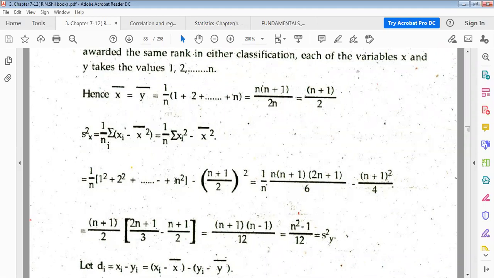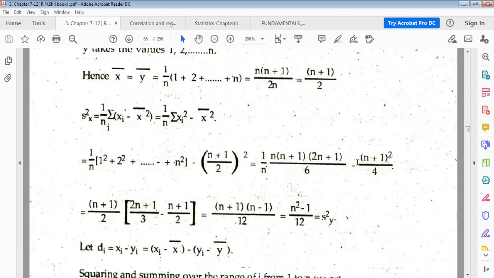So the sum of this series will be n into n plus 1 into 2n plus 1 by 6. Now taking n plus 1 by 2 common, we get this, and then n square minus 1 by 12. This is sx whole square, that means the standard deviation of the x variable. This will be equal to the standard deviation of the y variable, the same.